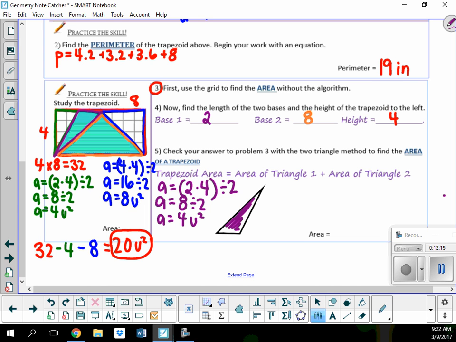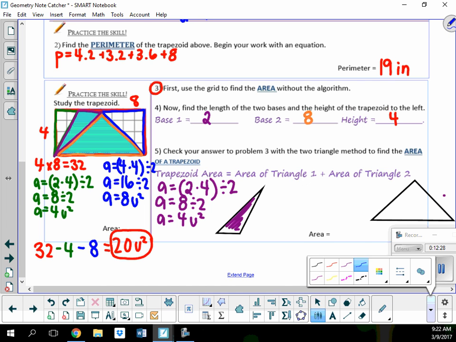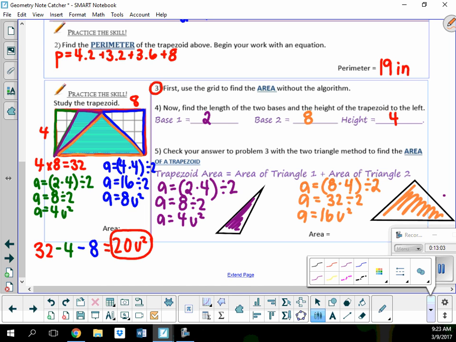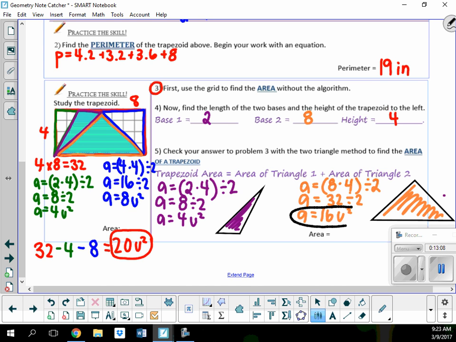All right, now let's look at the orange one, this larger triangle here. And we'll just make it orange so we know that that's the one we're talking about. So this one has a base of 8 and a height of 4. And then since it's a triangle, we'll divide by 2. So my area equals 32 divided by 2. And that gives us 16 units squared. So when we add together the orange triangle and the purple triangle, we get an area of 20 units squared for our trapezoid.